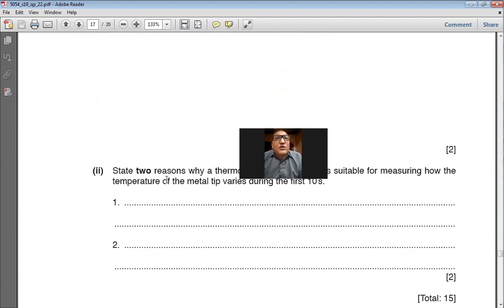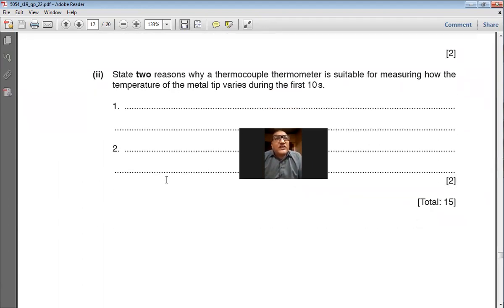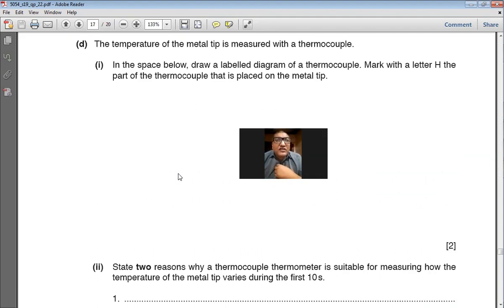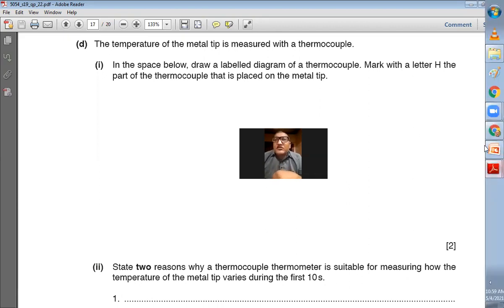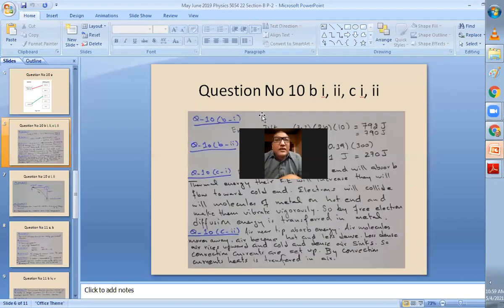It's a 2-mark question. And the last part of this question is, state 2 reasons why a thermocouple thermometer is suitable for measuring how the temperature of the metal tip varies during the first 10 seconds. So I have to write 2 advantages of using the thermocouple. The first part is also a 2-mark question. Here you have to draw the labeled diagram of the thermocouple. So I have done this. Let me show you my written answer. So here we go.